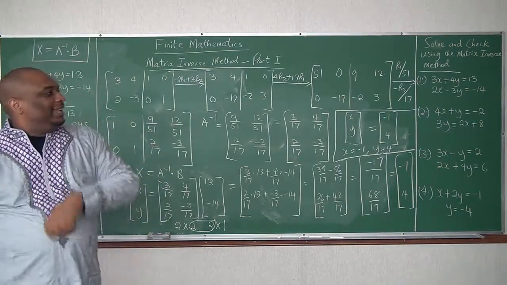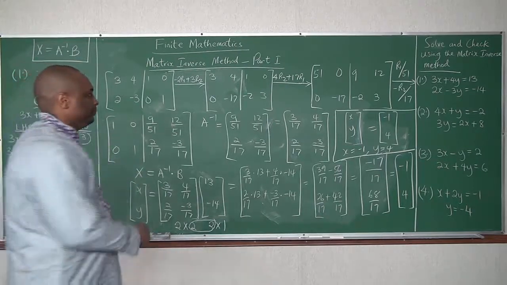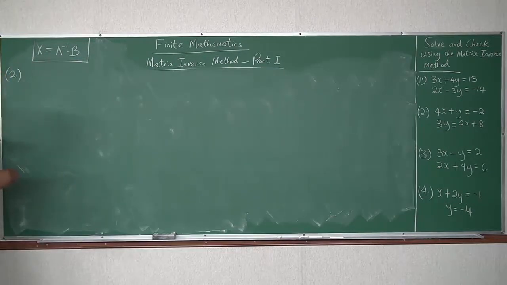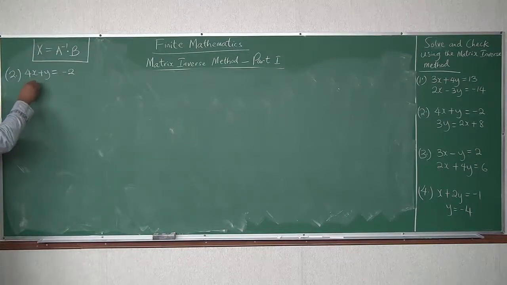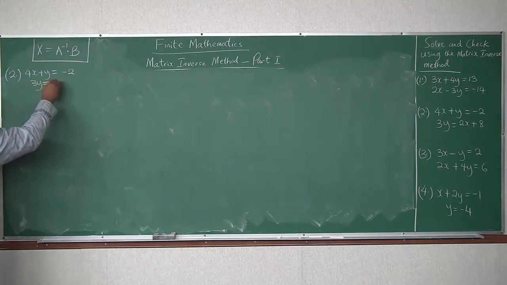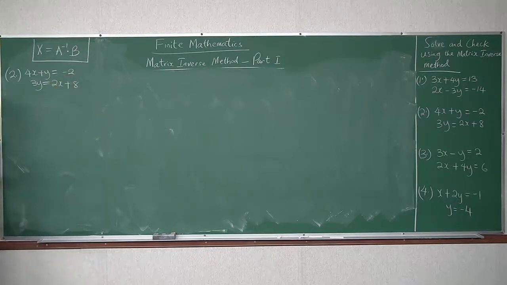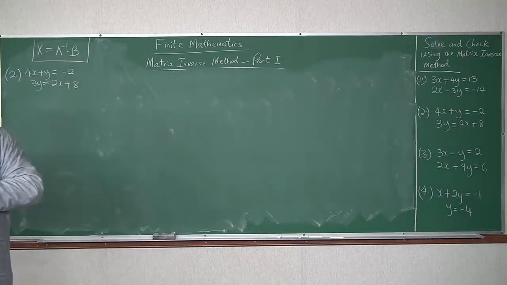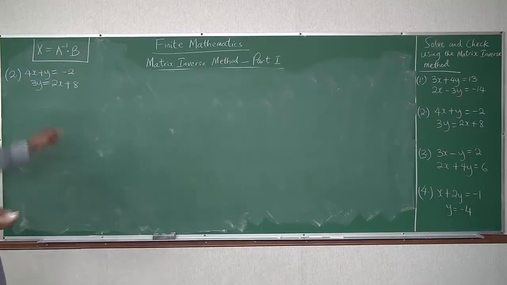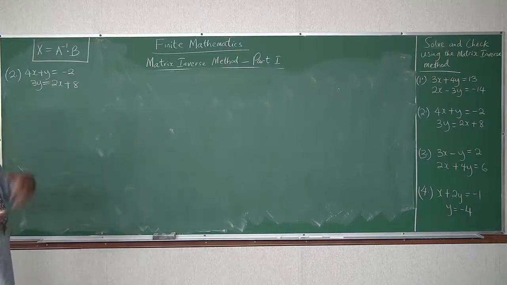All right, folks. Let's do number 2. Question 2. 4x plus y equal to negative 2. This is equation 1. And then 3y equal to 2x plus 8. All right. First step, simplify each equation as necessary. 4, 1, 2, 1. No, we can't simplify. No common factors. 3, 2, 8. No common factors.